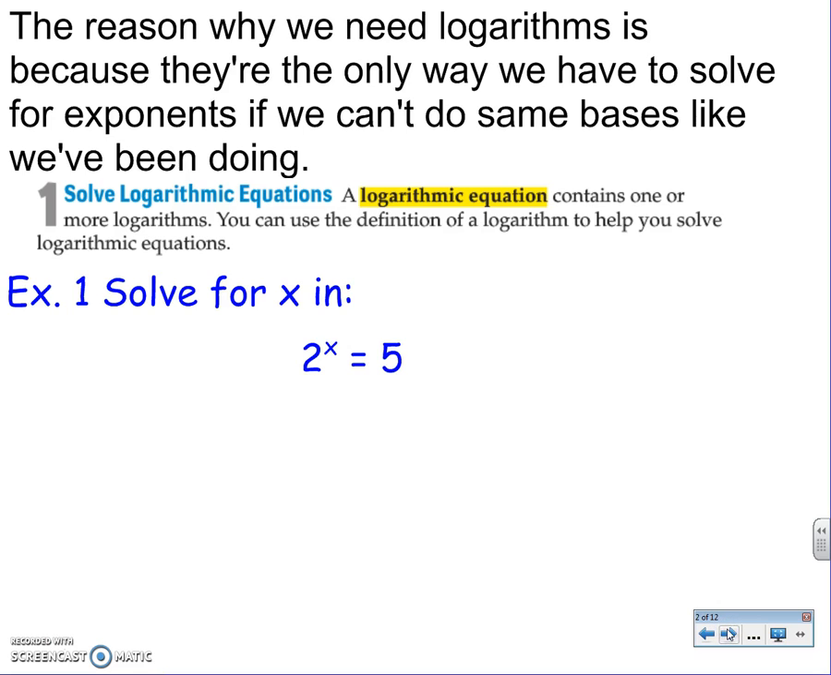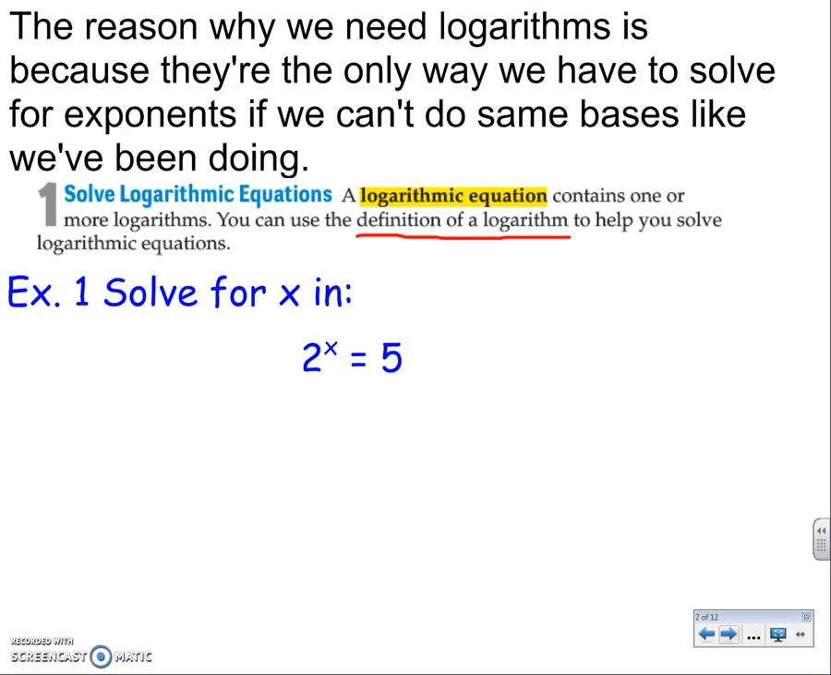So, the reason why we need logarithms is because they're the only way to solve for exponents, so we can't do same bases like we've been doing. You're going to use logarithms in pre-cal, calculus, and beyond. A logarithmic equation contains one or more logarithms. You can use the definition of a logarithm, or you can use my trick, remember, logging both sides or exponentiating both sides to solve. So here's example 1.